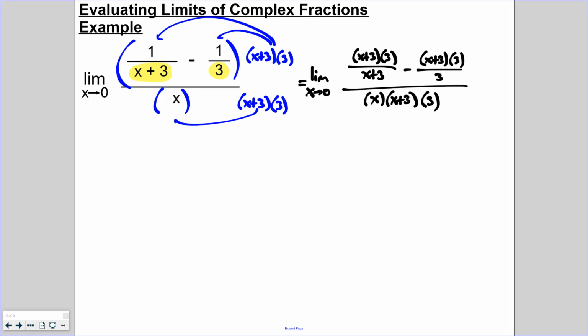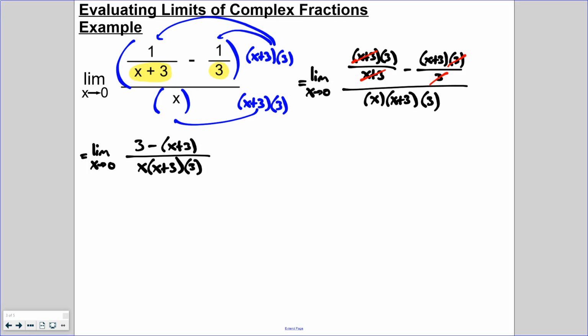From here, if we're looking at just the first fraction, we can see that the numerator and denominator have a factor in common, so therefore we can cancel that out. If we look at the second fraction, we can also see the numerator and denominator have a factor in common, so we can cancel those out. So what does that leave us with? Well, if we rewrite this, we're going to get the limit as x approaches 0 of 3 minus the quantity x plus 3, all over x times x plus 3 times 3.